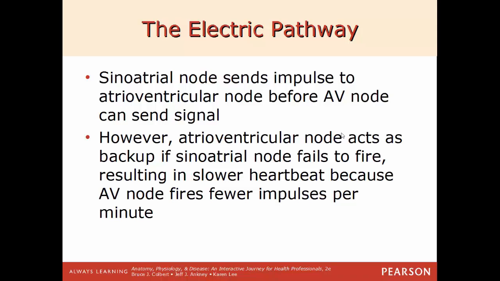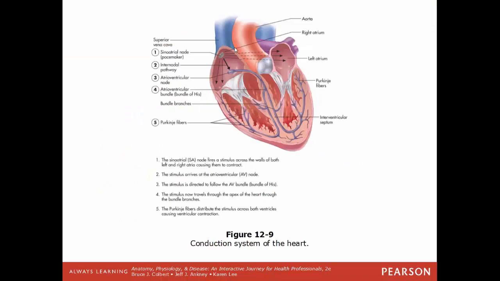However, the AV node acts as a backup if the sinoatrial node fails to fire, which will result in a slower heartbeat because the AV node fires at a slower rate compared to the SA node. It's an illustration of that conduction system.